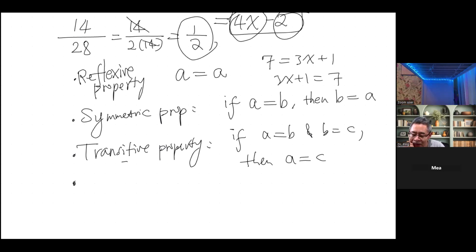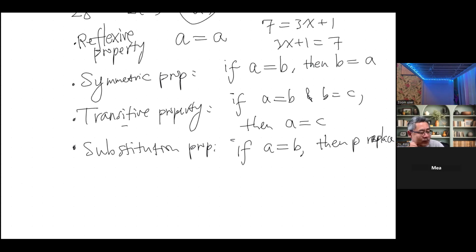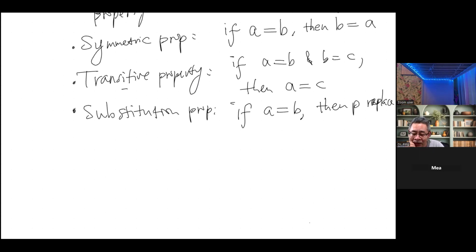Okay, and the next one is called the substitution property. And actually, we use substitution when we solve systems of equations. And what that means is if A is equal to B, then we can use B to replace A. Okay, that kind of looks a little bit strange. What does that mean? Well, look at this example here. For example, we have, say, 3y.